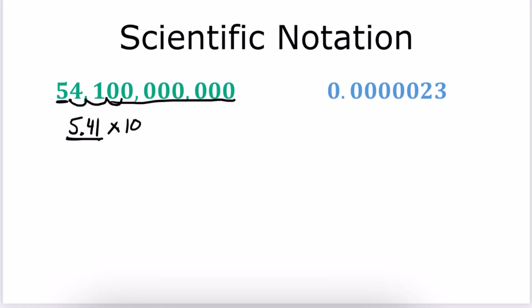If we were to multiply by 10 again, that would move it to here. And so we look at how many times do we need to multiply by 10 to get the decimal point to where it is in the number that they gave us. And in this case, it would be 10 times. And so we would write this as 5.41 times 10 to the 10th.